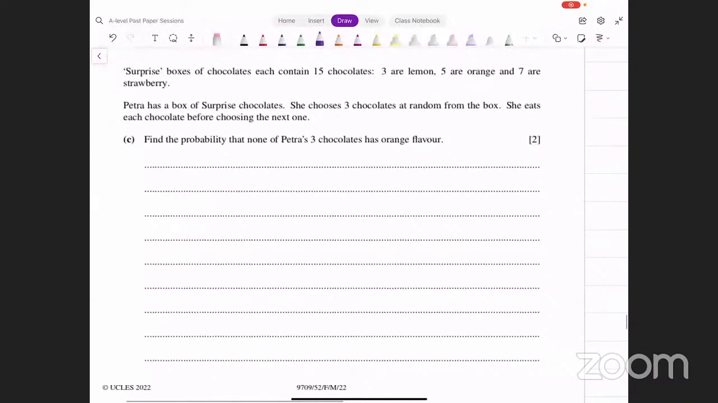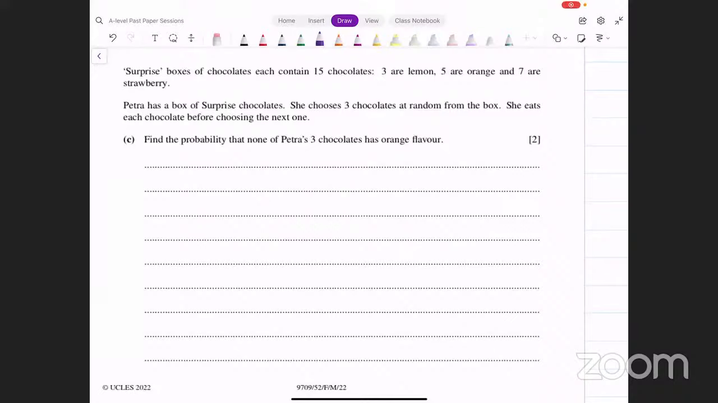Acha, now we've got some surprise boxes of chocolates that each contain 15 chocolates. Now the number of chocolates is limited. We've got 15 chocolates in total. 3 are lemon, 5 are orange, 7 are strawberry. So you see, if you take out one chocolate, the probability for the next chocolate changes. Keep that in mind.